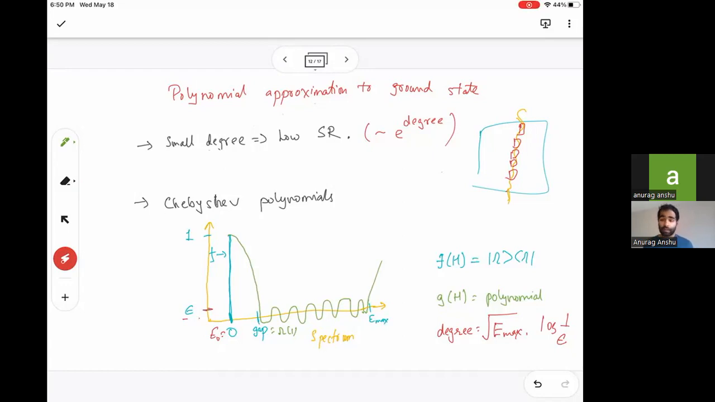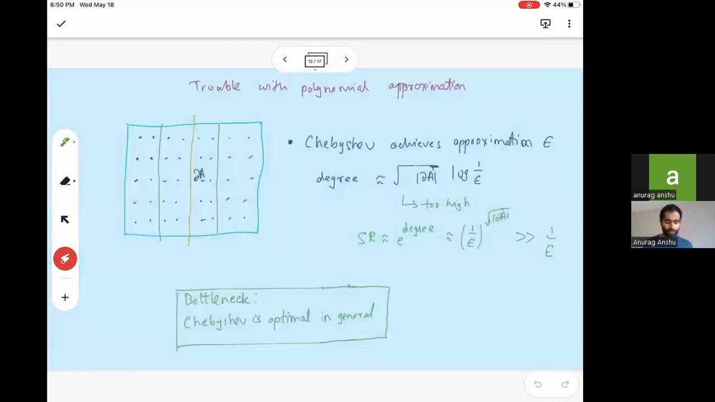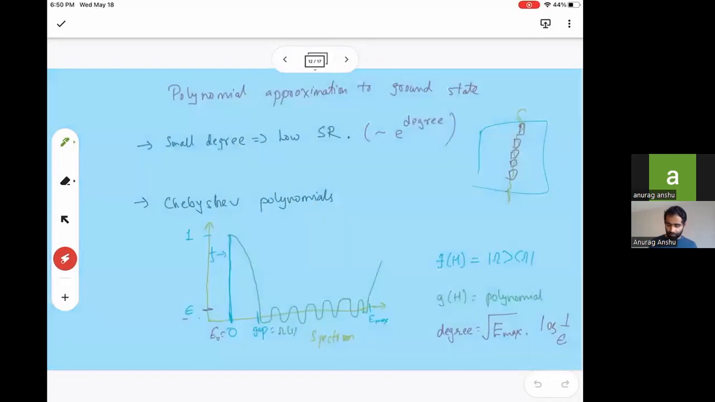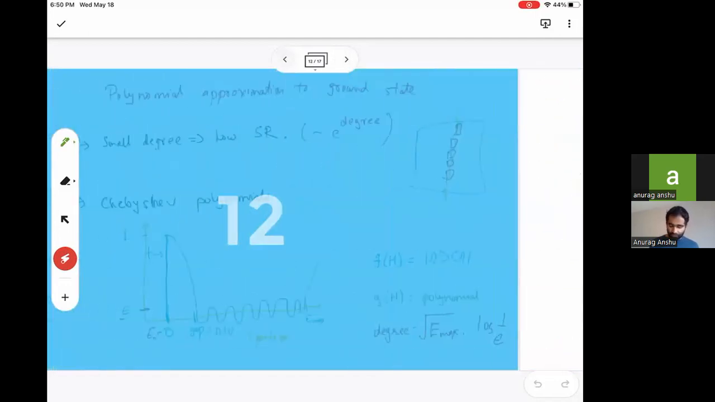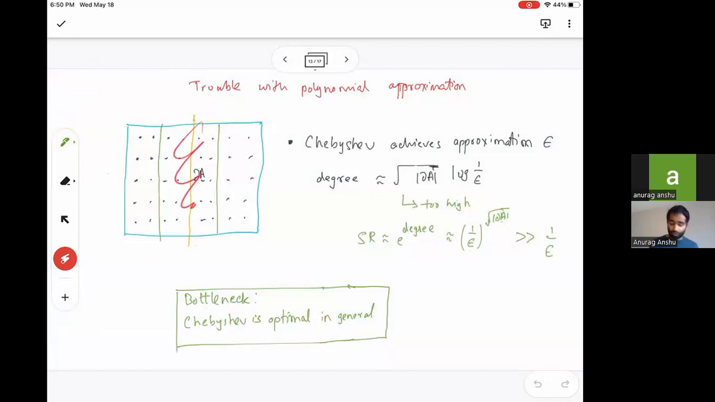Now this polynomial works very well in one dimension, but let's see what the issue is in two dimensions. The first issue is that the max energy could be very, very large, but let's ignore that for the moment. Let's say somehow we manage to restrict the Hamiltonian to the boundary, which means that the max energy of the Hamiltonian would be at most the size of the boundary times some constant, so the degree would be the square root of the boundary times log 1 over epsilon. The issue is that this degree is too high for a given epsilon. The Schmidt rank is roughly exponential in the degree, which is roughly 1 over epsilon to the square root of the boundary. Since the length of the boundary is much more than 1, this number is much more than 1 over epsilon. In one dimension, the boundary is a constant, so there's not much of a difference here. But in two dimensions, the difference really comes in just from the large size of this boundary.